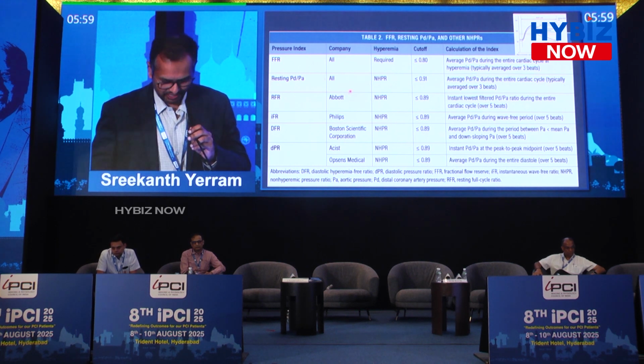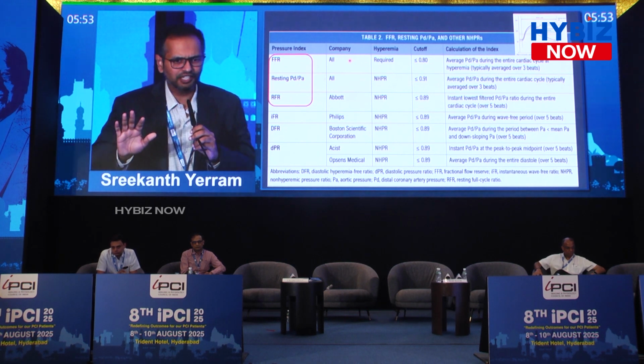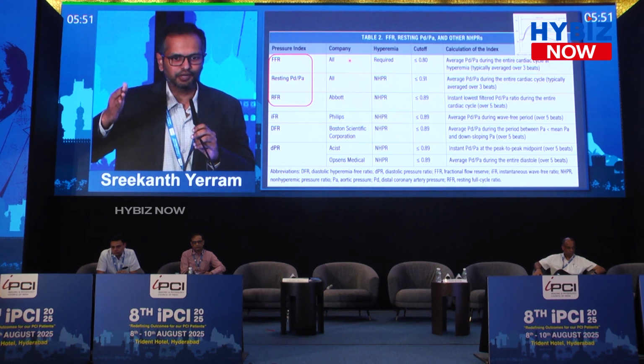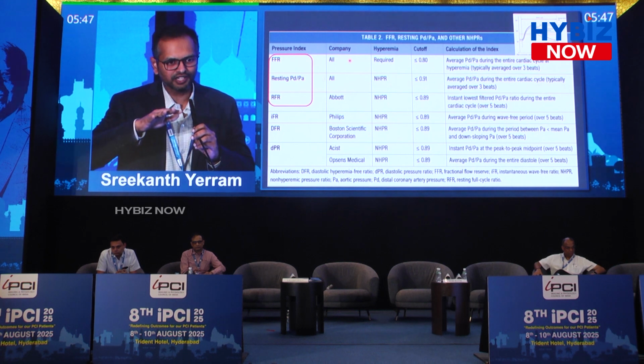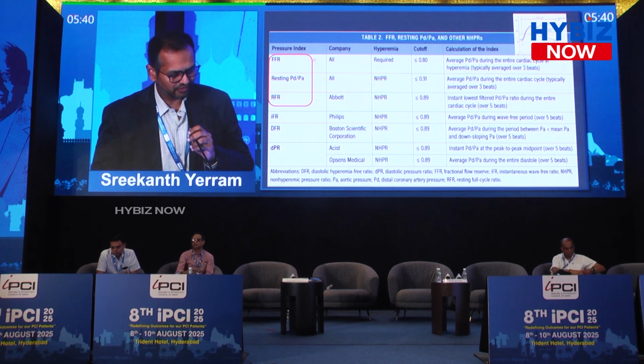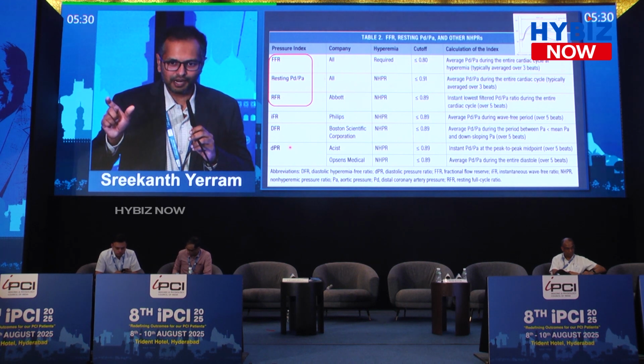So those methods are these, where all the modalities measure only one thing: the pressure beyond the stenosis and the pressure proximal to the stenosis, that is, the aortic pressure. All the modalities measure the same thing. They measure at different parts of the cardiac cycle. If you see the first three modalities, FFR, resting Pd/Pa and RFR, they are whole cycle measurements. And IFR, DFR and DPR measure at part of the diastole.